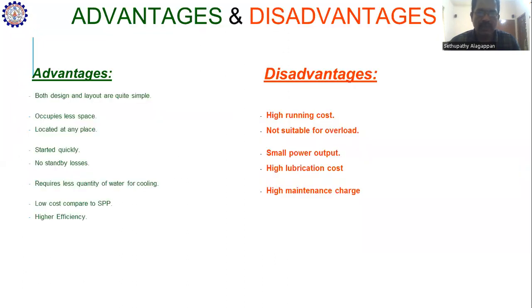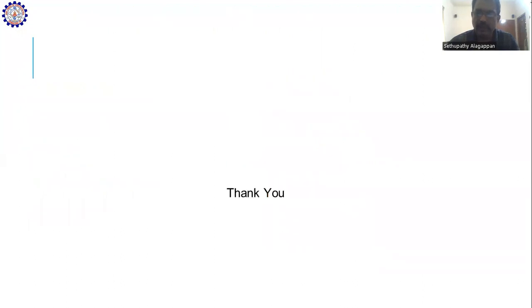So what are the advantages and disadvantages? Advantages: both design and layout are quite simple, it occupies less space and can be located at any place, it starts quickly, there are no standby losses, it requires less water for cooling, it is low cost compared to a steam power plant, and has higher efficiency. The disadvantages: high running cost, not suitable for overload, small power output, high lubrication cost, and high maintenance.